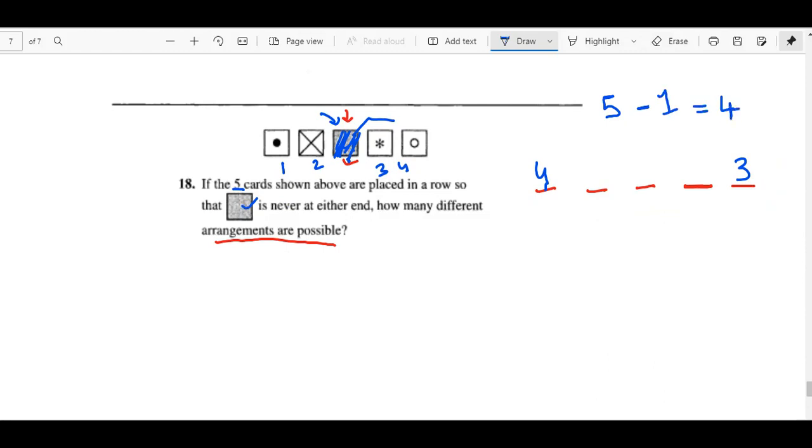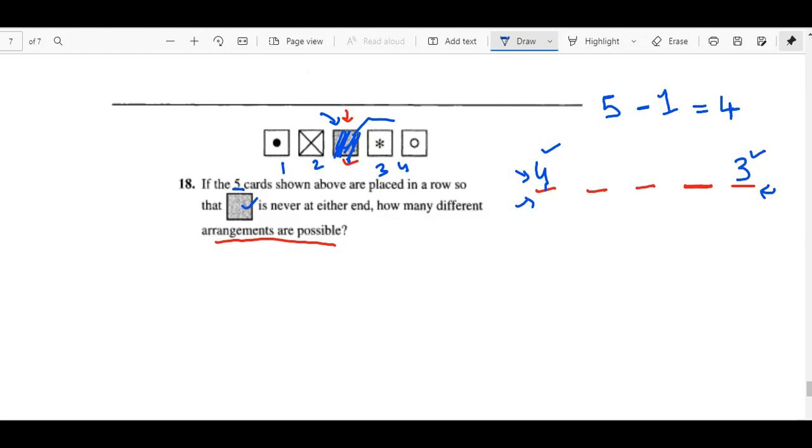So if I write 4 here, I am obviously going to write 3 here, right? Because here I already had 1 card, and now I'm left with 4 options only. One option was chosen here. Now I only have 3 options. So I'll write 3 here, okay? Let me explain it completely and then I'll get back to this part, okay?